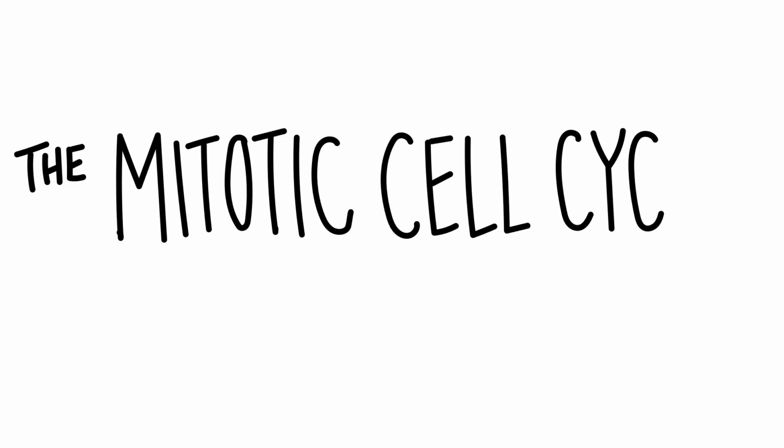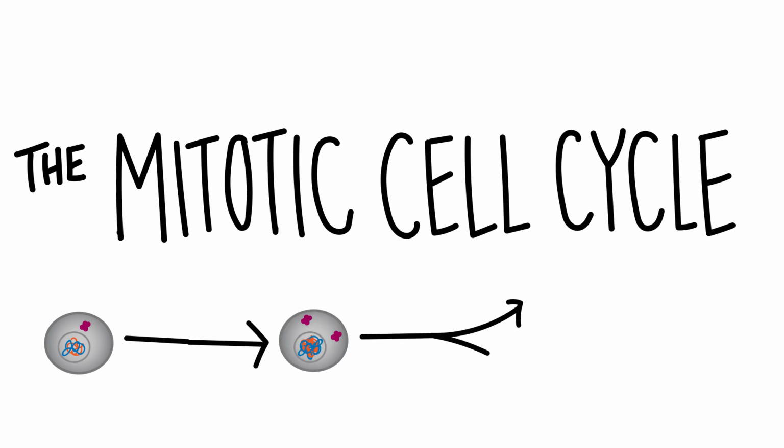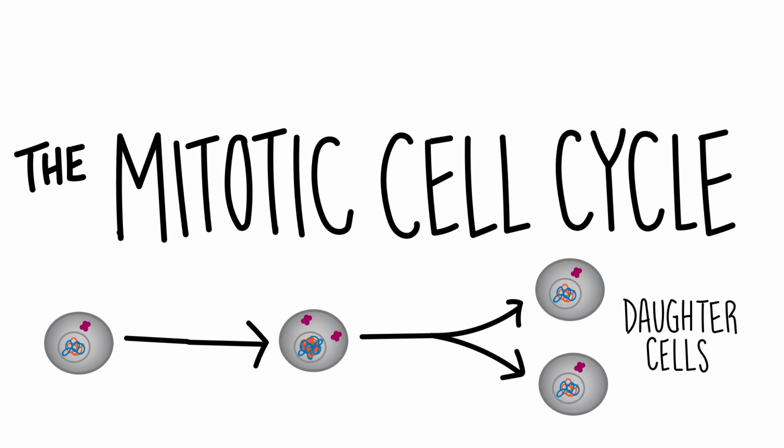The mitotic cell cycle is the process by which all eukaryotic cells replicate and divide to produce daughter cells for growth, repair, and development. Because the cell cycle is vital to our survival, our cells tightly regulate the process to prevent uncontrolled cell division or incorrect DNA replication, which can lead to diseases like cancer.